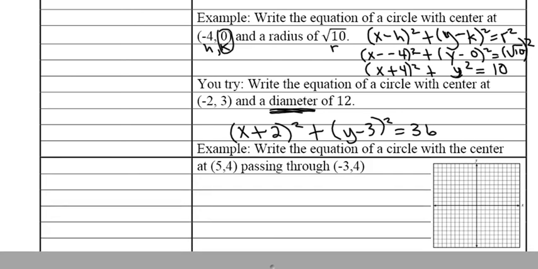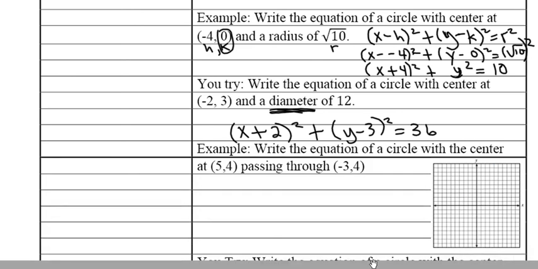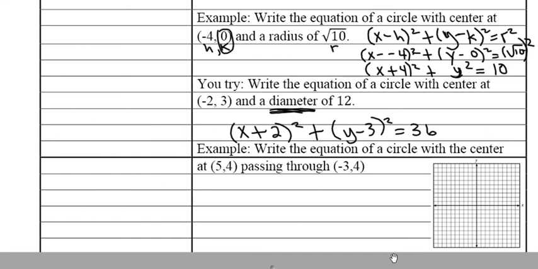Okay, this one you can go ahead and paste one of the graphs onto your notebook. And I'm just going to graph the points to give you a visual of what we're experiencing here. It says write the equation of a circle. So write the equation of a circle, (x − h)² + (y − k)² = r², with the center at (5, 4). And I'm just going to quickly graph (5, 4). So 1, 2, 3, 4, 5, 1, 2, 3, 4. And passing through the point (−3, 4).